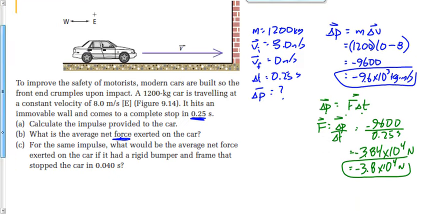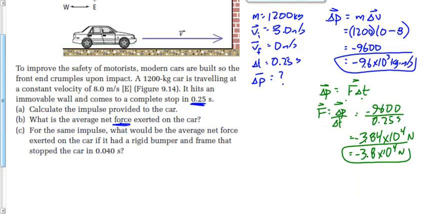For the same impulse, what would be the average net force exerted on the car if it had a rigid bumper and a frame that stopped in 0.040 seconds? So this one's actually going to be without the crumple zone. The one before was with the crumple zone, which stops a lot slower. That's the whole idea of the crumple zone: increase the time of stopping, make it take longer to come to a stop. If the car gets destroyed, the car will take longer to stop.